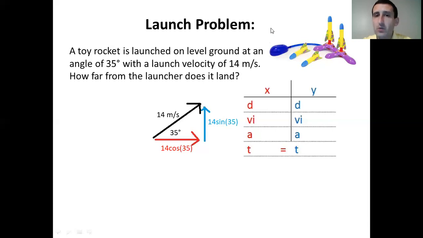Yes, in the middle, we'll have a great big vertical displacement. We'll be way up in the sky. But at the end, which is what we're asked for, how far from the launcher does it land? At the end, we're back where we started vertically, okay? So this vertical displacement is 0, okay? And that's why it is.